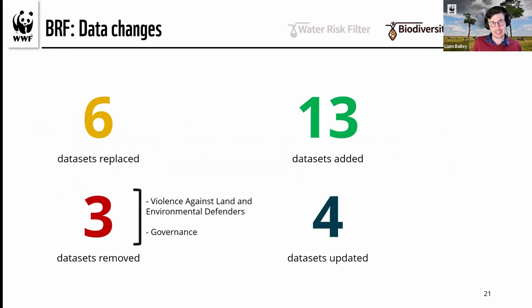We've removed 3 data sets, including violence against land and environmental defenders and governance. Again, a lot of this relates to our restructuring of reputational risk. In the particular case of land and environmental defenders, this is data that we didn't feel comfortable making public in case it endangers people on the ground. So this is something that we've decided to remove from the tool.